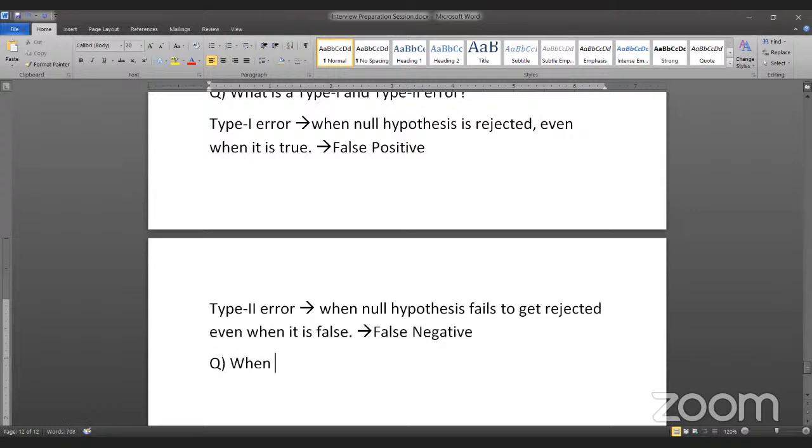Next question is when to use a z-test or a t-test. So what are the criteria for doing a z-test and a t-test?